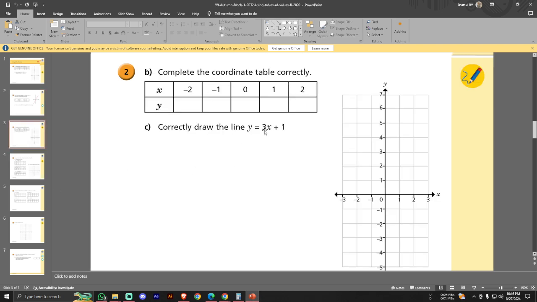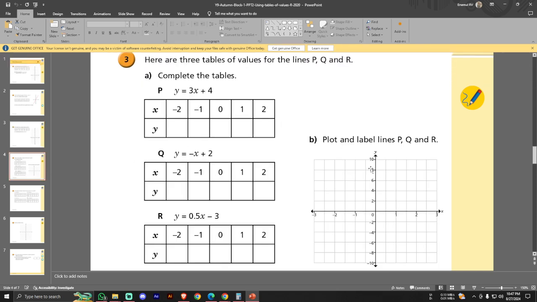Complete the coordinates table correctly. So they're saying correct where Annie had a problem. Correct it and draw the graph correctly. So you can do that, right? It's easy. Complete the coordinate table correctly. Here y is equal to 3x plus 1. Okay, so moving on to the next one.